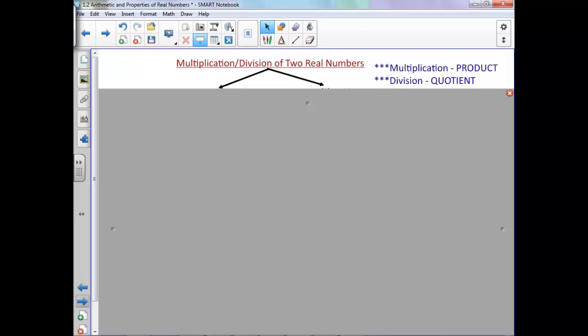Next up, we have multiplication and division of two real numbers. Two things to keep in mind.